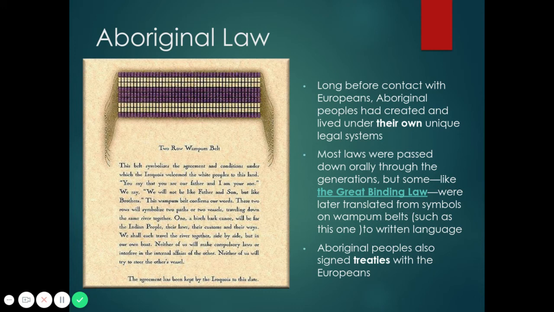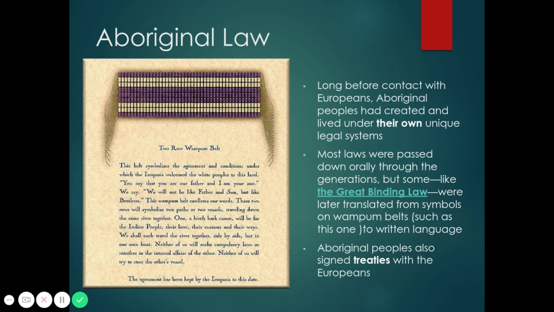Now, I've been lucky enough to see this wampum belt. I'm not sure if it's the original wampum belt or a painting of it, but I've seen this. I took this photograph at the Osgoode Hall Court of Appeal in downtown Toronto. And take a look at what it says here. The belt symbolizes the agreement and conditions under which the Iroquois welcomed the white peoples to the land.